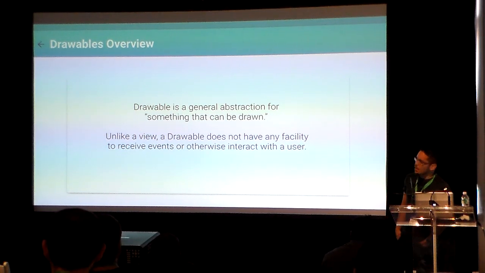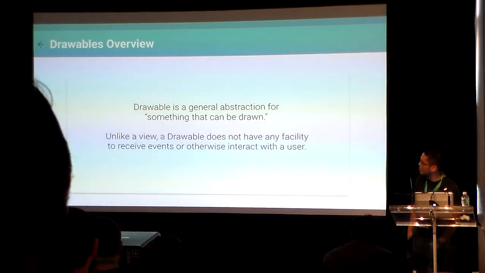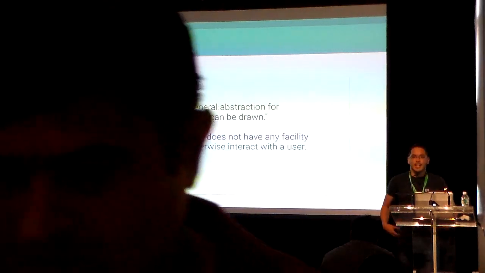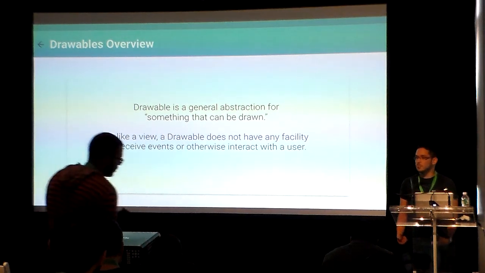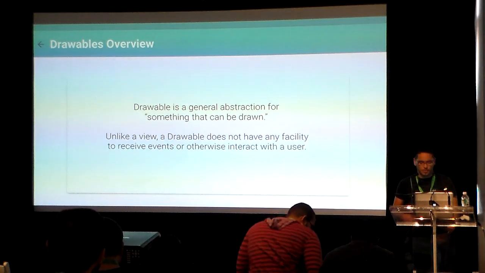Just a little bit of an overview. Drawable is a general abstraction for something that can be drawn. Unlike a view, a Drawable does not have any facility to receive events or interact with the user. That means that there are no measure passes and anything like that, so Drawables are cheaper to draw and faster.